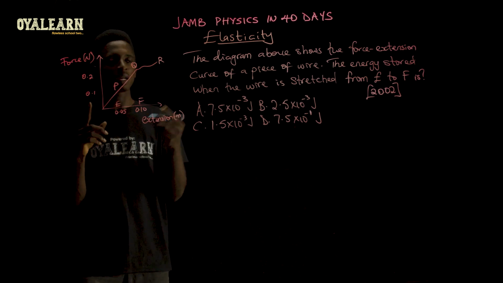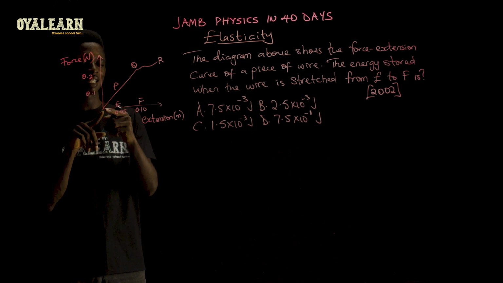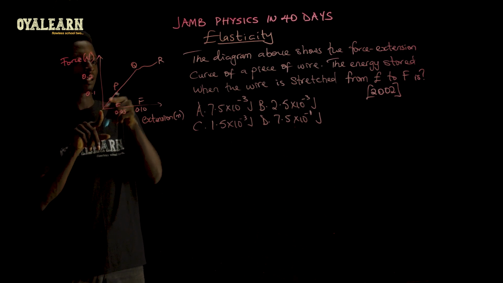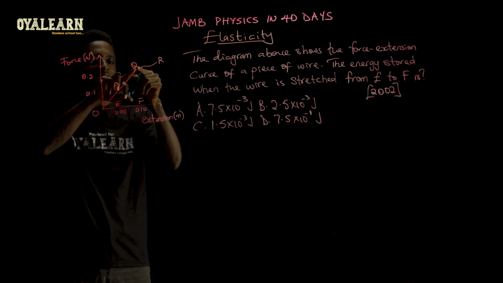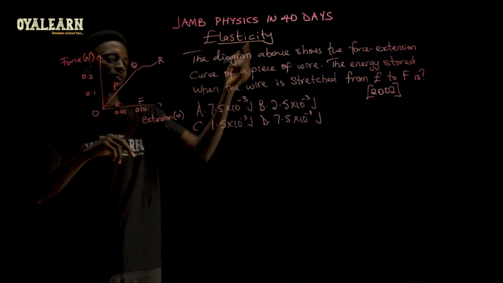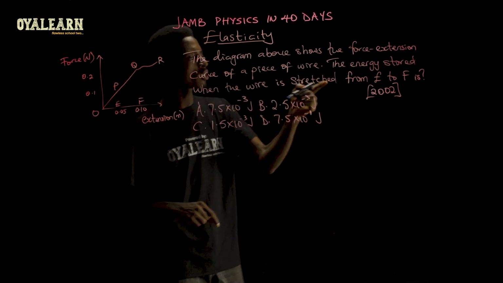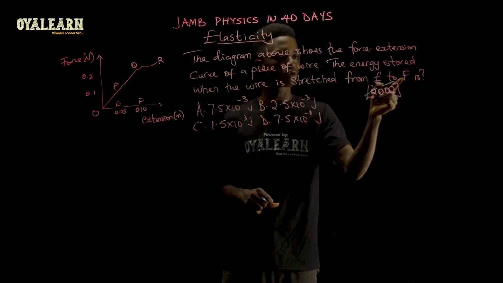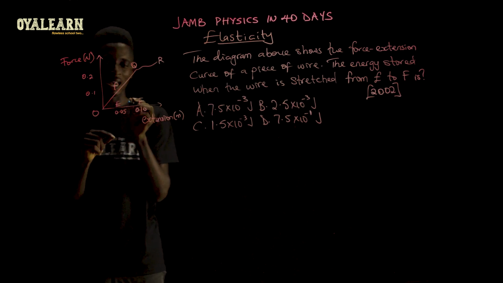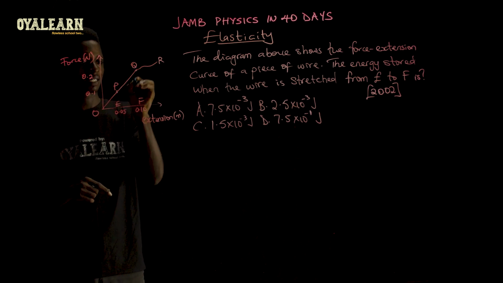So we can see that when the wire is stretched by the force in newtons, it extends from this point here, which would be 0, all the way to Q, where the elastic limit is. And then we see the plastic region and the breaking point at R. Now, the question itself is asking for the energy stored in the wire when it is stretched from E to F. So our concern is E to F, which is this point here, right?